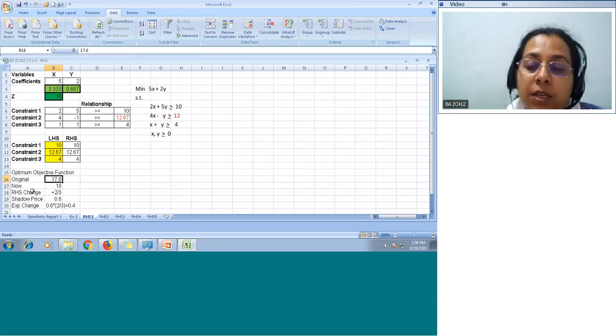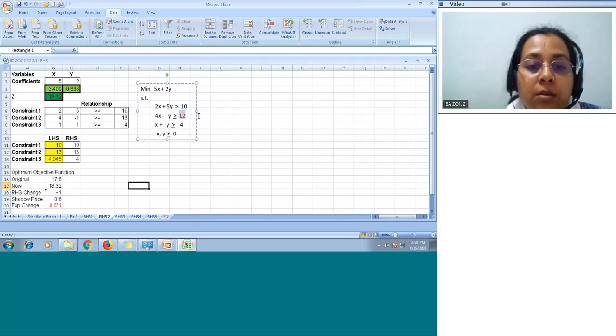That means it's a minimization problem, and my old value is better than this one. The cost I was having earlier was lower, so allowing more value for this constraint is not a good idea at all. So let's see the second example.